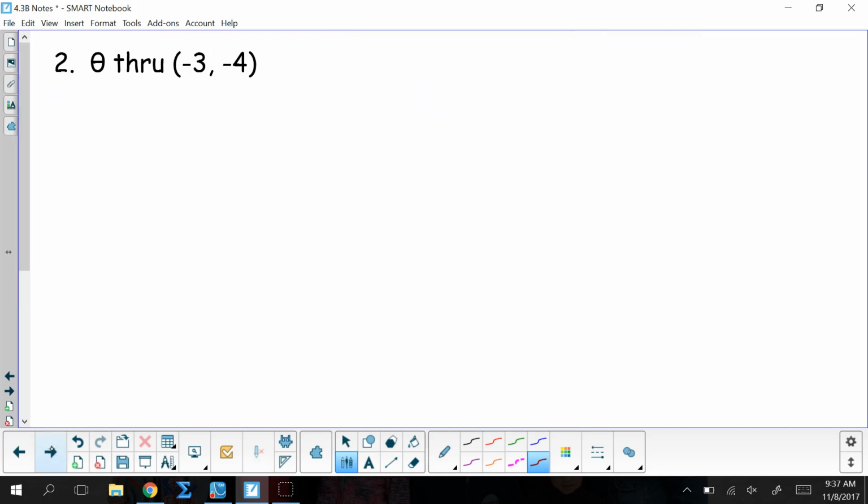Let's try this one. Theta now goes through the point negative 3, comma, negative 4. You find me, again, the sine, the cosine, and the tangent of theta, and I want theta. So you find me those 4 things based off of this scenario.